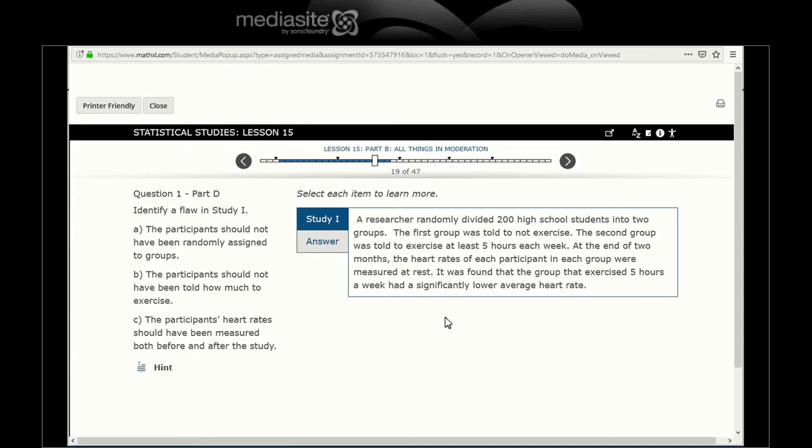Now let's identify a flaw in study 1. A researcher randomly divided 200 high school students into groups. Okay, it's plain 1. First group told not to exercise. The second group was told to exercise at least 5 hours each week. At the end of 2 months, the heart rates were measured. It was found that the group that exercised 5 hours a week had significantly lower heart rate average.